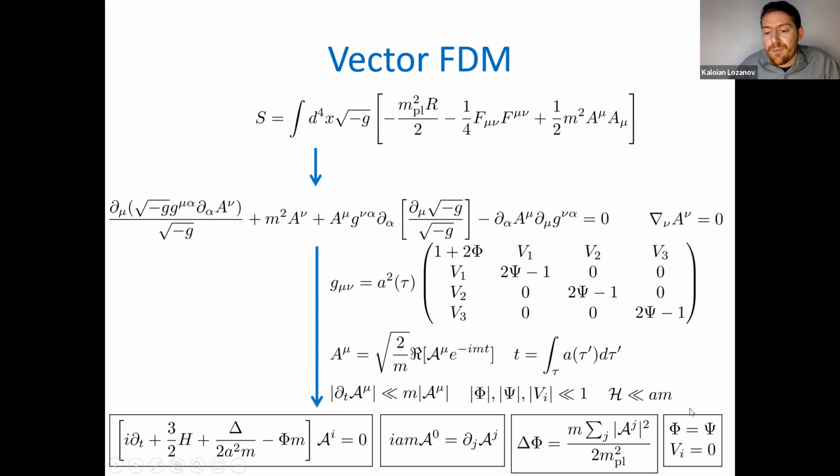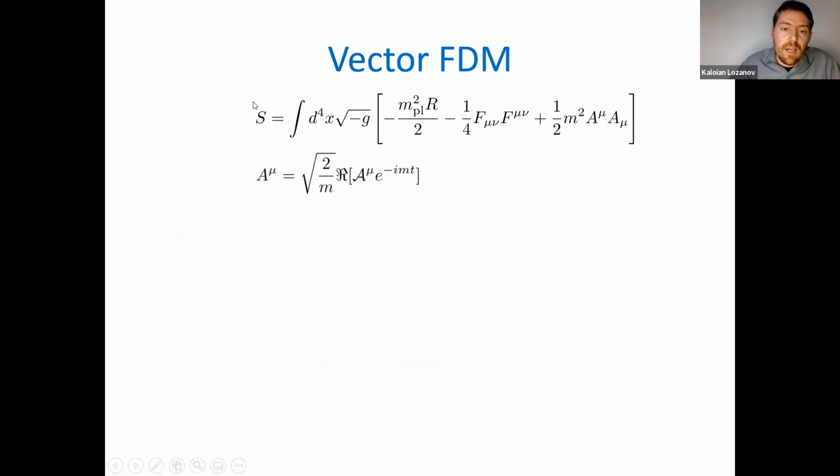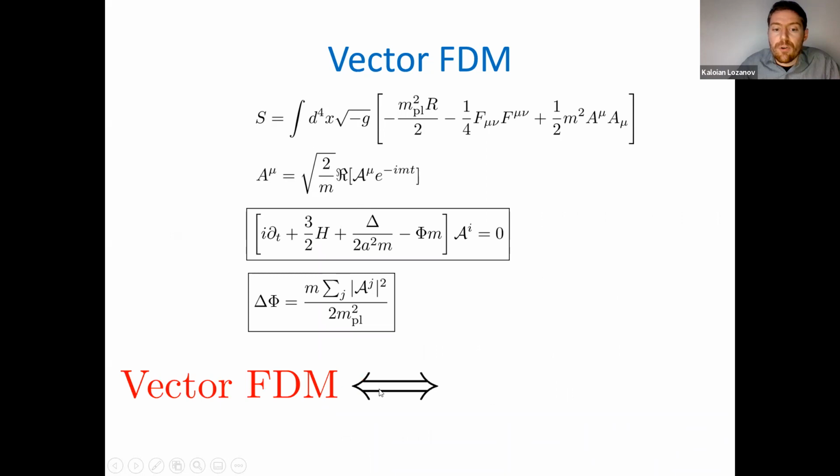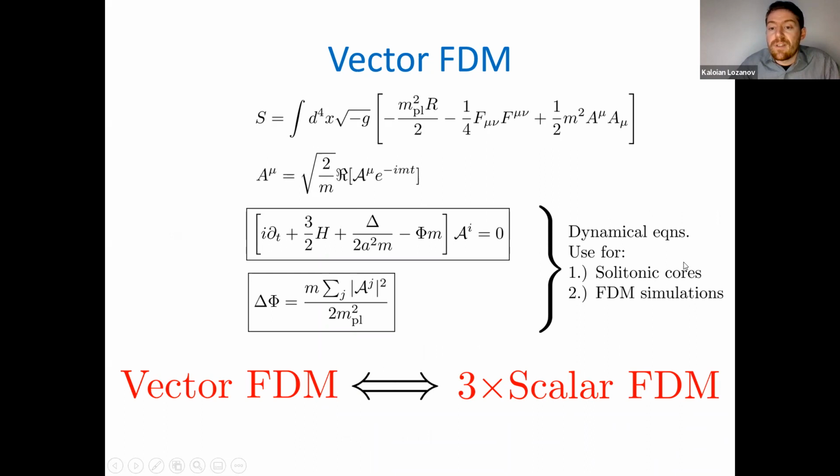Okay, so to sum up, we've shown that the non-relativistic weak gravity limit of the Proca theory is three identical copies of scalar fuzzy dark matter. Now one can use this system of equations to solve for the solitonic cores of the fuzzy vector dark matter halos. One can also use this system of equations to run some fuzzy vector dark matter simulations.